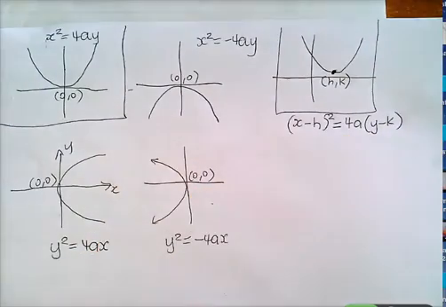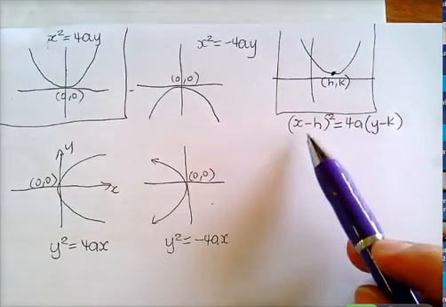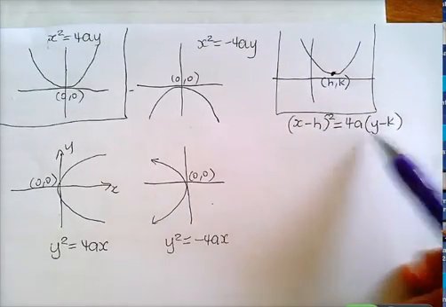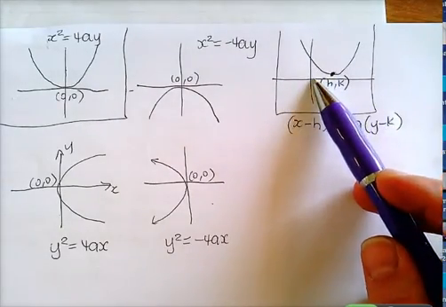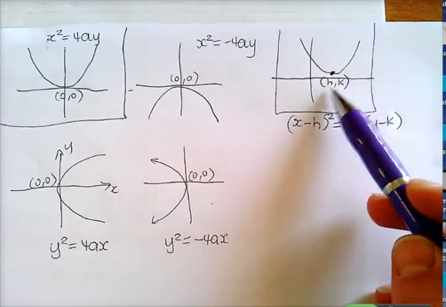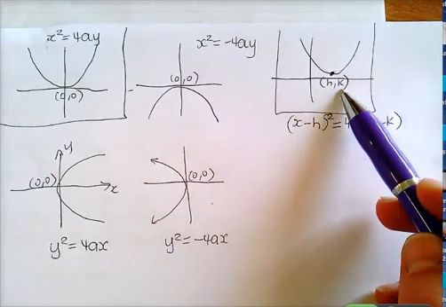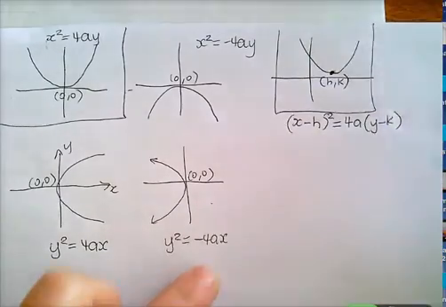Does that make sense? So you know it's concave up because it's of the type x squared equals 4ay. But because the vertex is not 0, 0, the x value of the vertex is h and the y value is k, so it'll be (x minus h) squared equals 4a(y minus k).